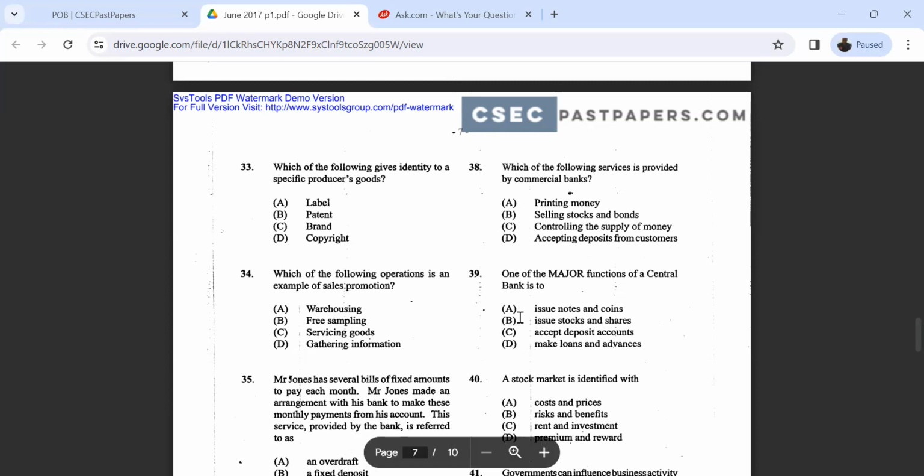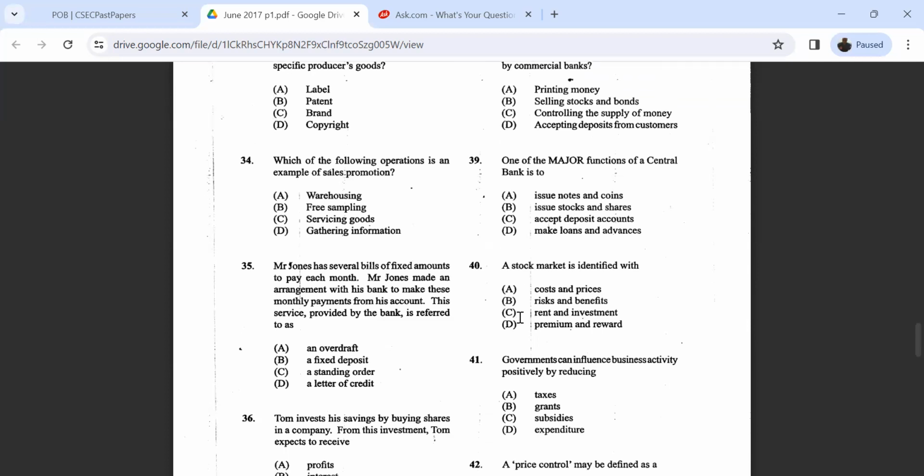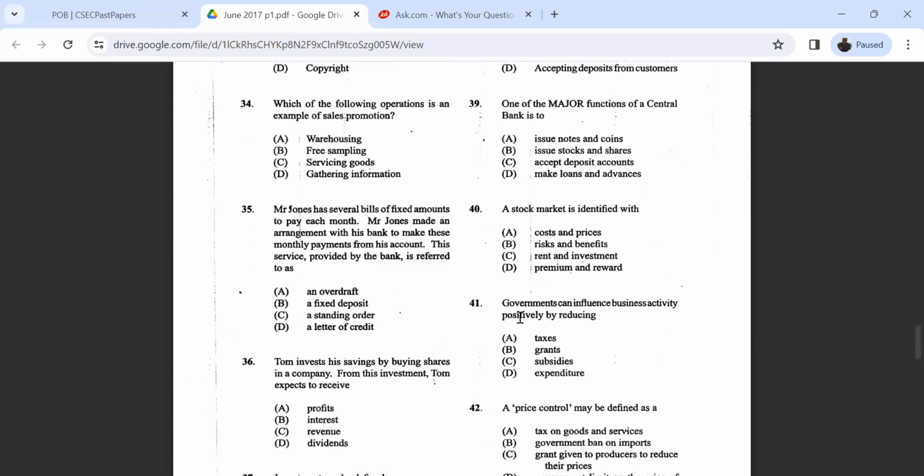Number 39. Which of the following functions, one of the major functions of a central bank, is to do what? Issue notes and coins. Fun fact, our notes and coins aren't printed here. I believe they're printed in the UK, either UK or Switzerland or both, I'm not sure. But they're not printed here. We outsource it.